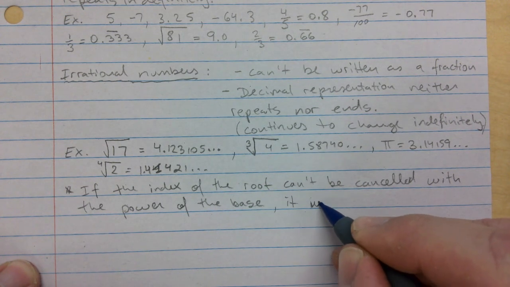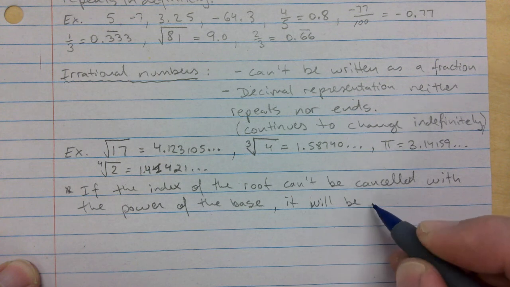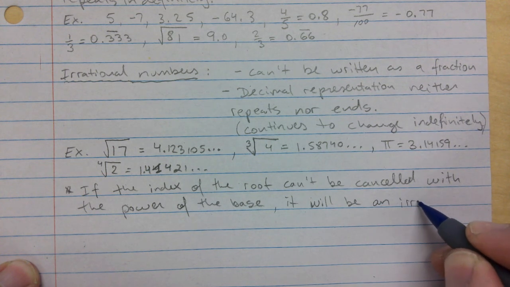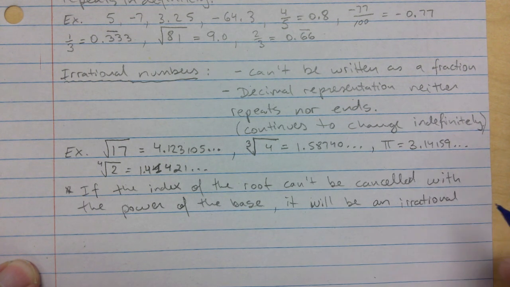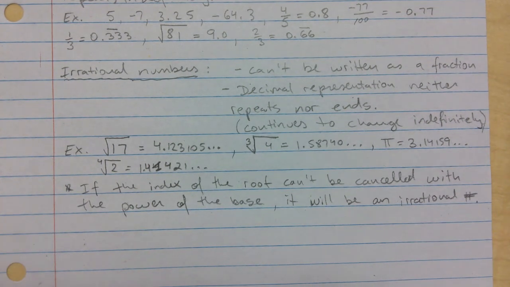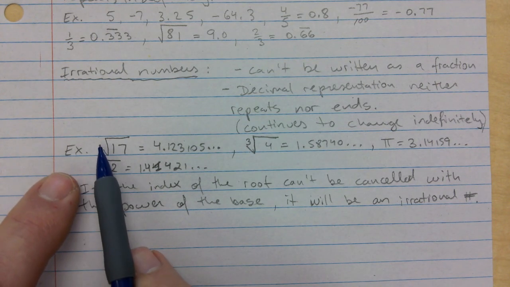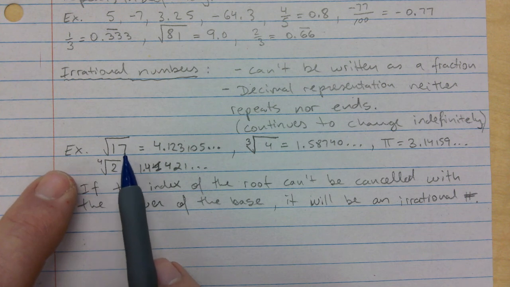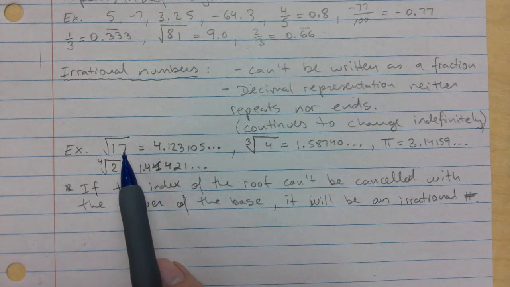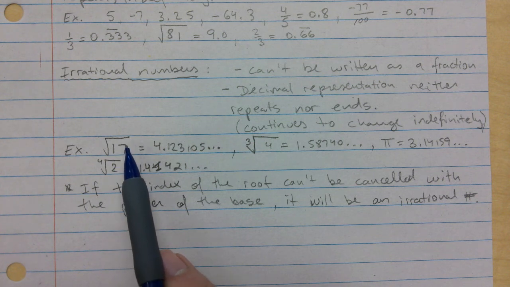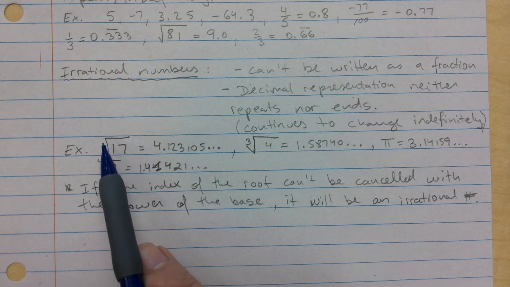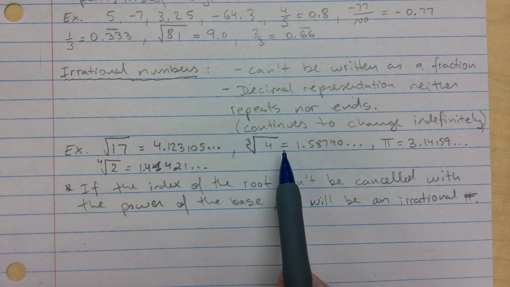It will be an irrational number. Okay, so that's another thing that you can tell right away, right? Like, for example, this is a square root, right? Is there any way that you can write 17 to the power of 2, or break this down so that you have a prime factor to the power of 2, so that you could cancel out the root, the index here? No, there's no way, right?